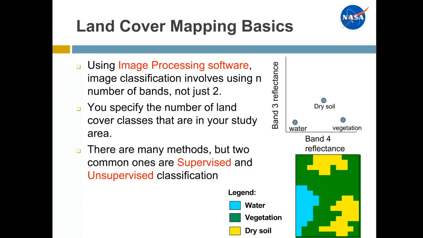There are many ways of doing image classification, but 2 common ones are called supervised and unsupervised classification. We will not go into any detail about these methods, but if you are interested, I encourage you to read more about it or take an image processing class.